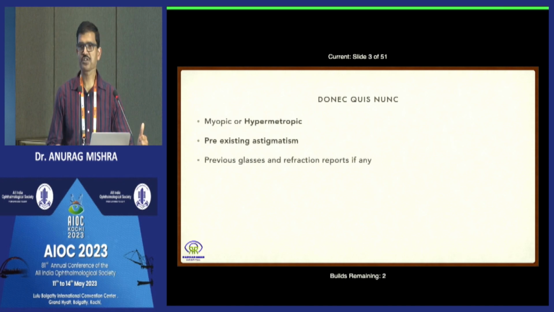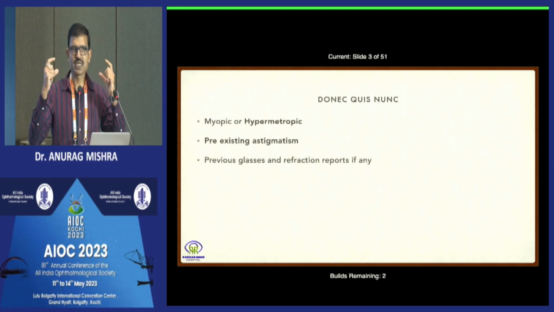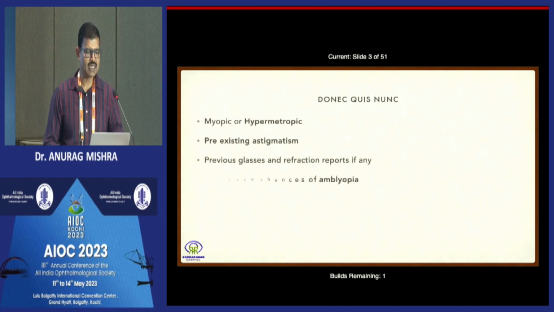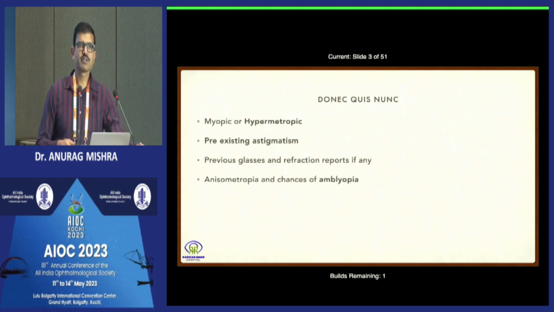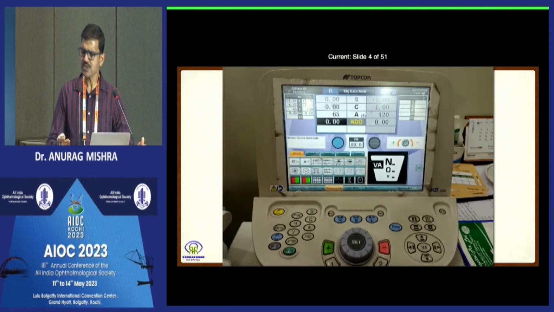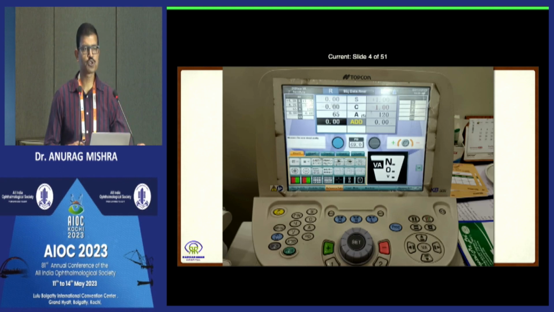Previous glasses and refraction reports, if any: we have to keep in mind that the total refraction the patient is using in the form of glasses could be a combination of corneal astigmatism and lenticular astigmatism. Anisometropia and chances of amblyopia have to be kept in mind, and they can be ruled out with a simple test of RAM, a very inexpensive equipment. We can all keep it in our OPD to see what is the retinal acuity that we are likely to retrieve after the surgery. So this is just one interesting example that I wanted to show everybody.